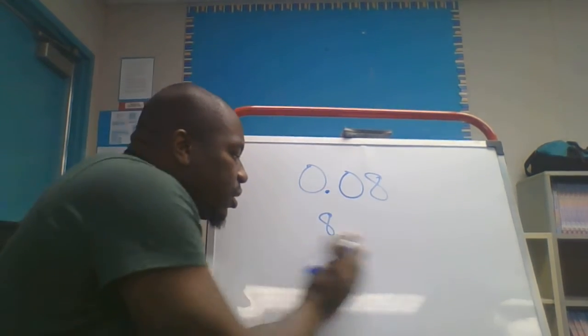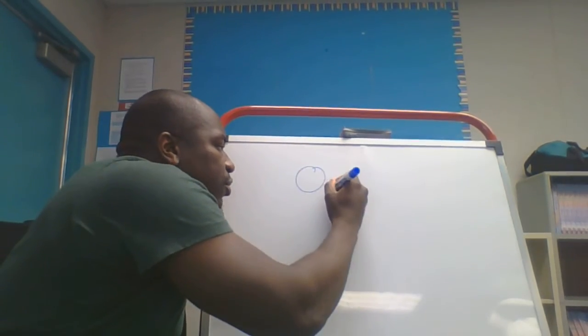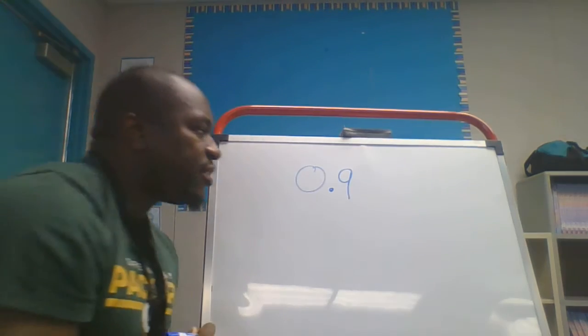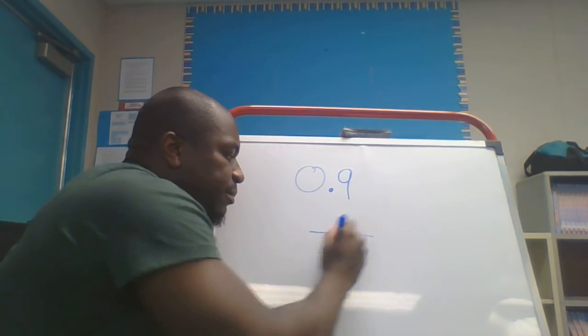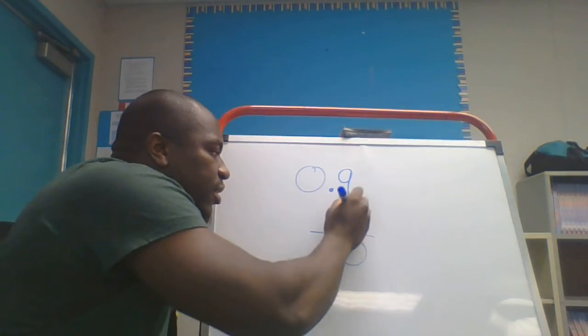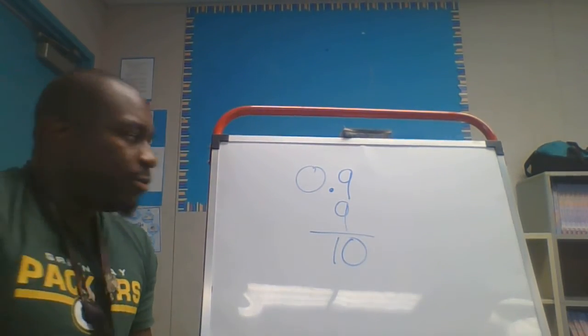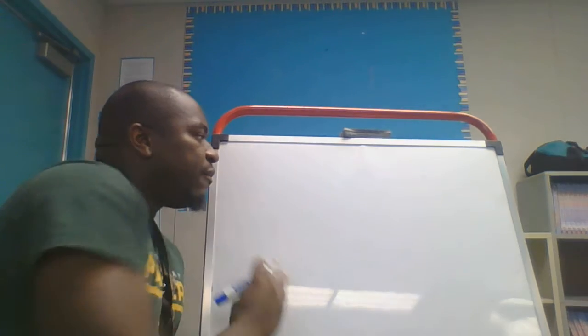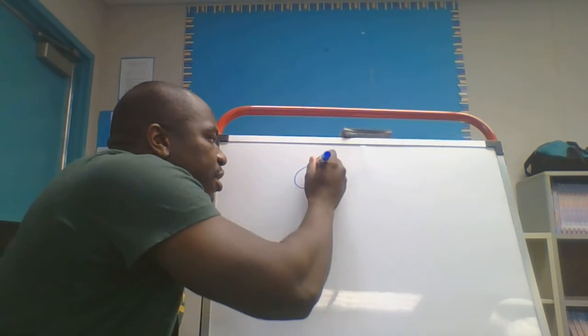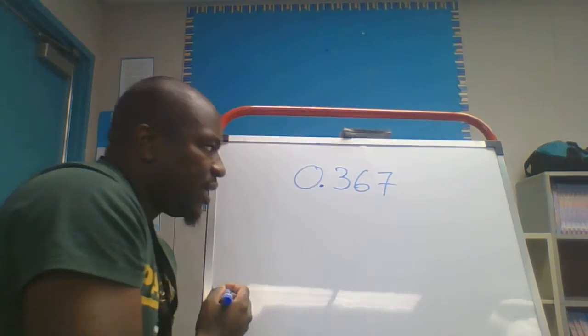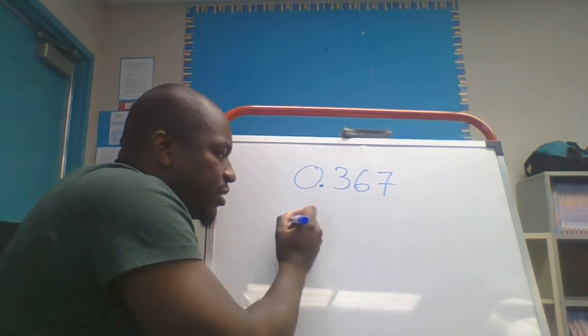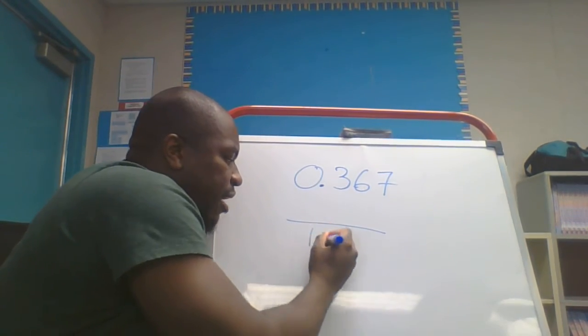Now, the same process applies for, let's say we do 0 and 9 tenths. It's in the tenths place. So we're going to put 10 at the bottom. At the top, we're going to put the 9. It's really that simple. If it's in the thousandths place, so we have 0 and 367 thousandths. This is the thousandths place. Put 1,000 here.